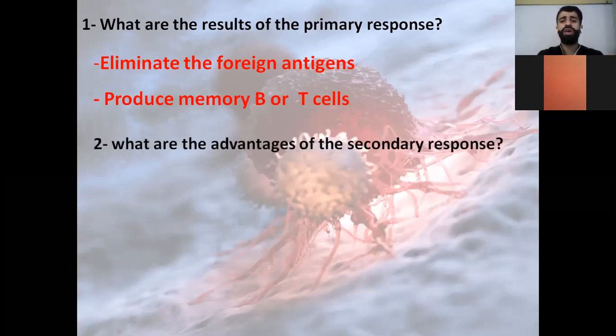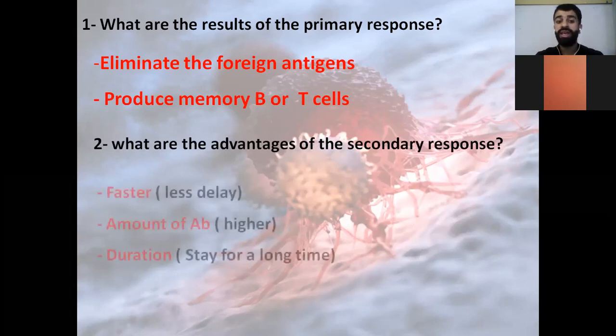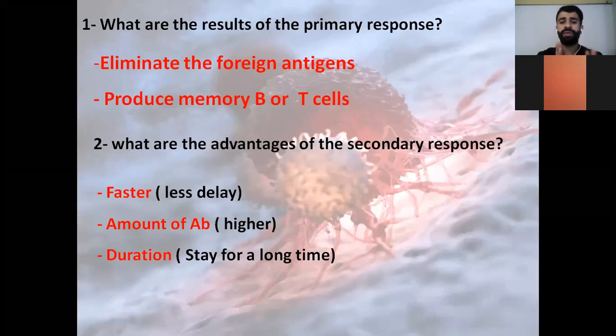What are the advantages of the secondary response? It's faster, it starts faster, with less delay. The amount of antibodies is higher in the secondary, and the duration stays for a long period of time and protects my body for a long period of time. So this is the importance of the memory B and T cells. They are produced in the primary and they are needed in the secondary immune response to kill the foreign antigen immediately and in a shorter period of time. This is the benefit of the memory B and T cells.